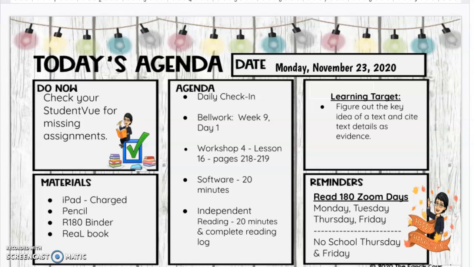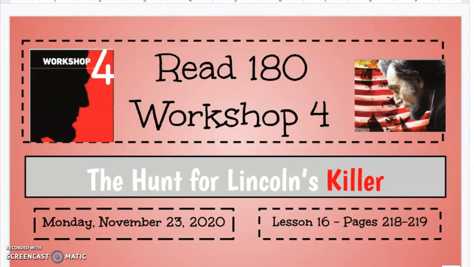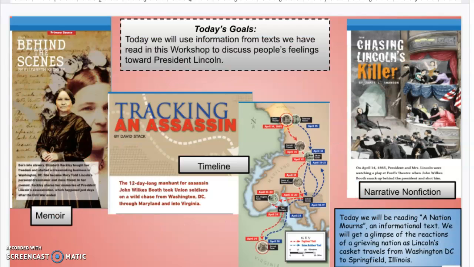All right, so just a couple reminders. Again, Zoom days are Monday, Tuesday, Thursday, Friday. However, there's no school Thursday and Friday. And then the learning target for today is to figure out the key idea of a text and cite text details as evidence. All right, so if you want to go ahead and turn to page 218 and 219, we will get started.